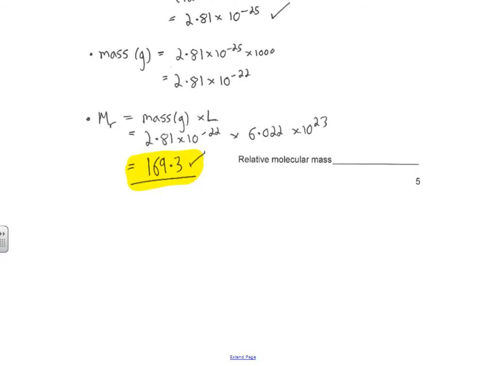Some people like to go from the mass in kilograms, work out the mass of 1 mole, and then scale it back down into grams. It's up to you. The key thing is, if you get the right answer, your method is sound.